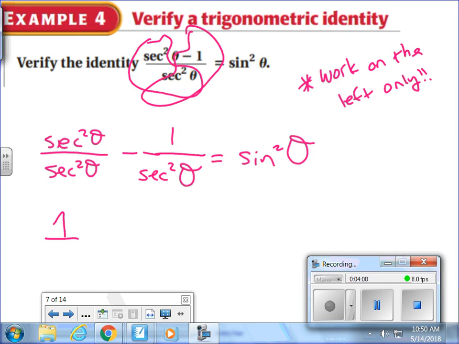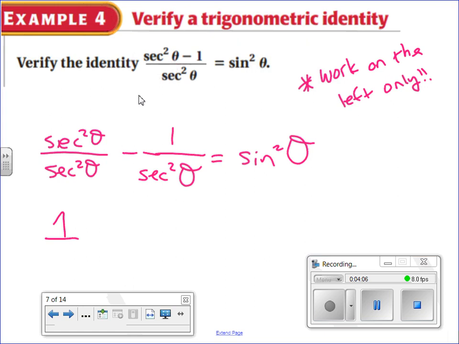We're not working on the right-hand side, only on the left-hand side. We split it into 2 fractions. I had a student that recognized our secant squared over secant squared gives us 1, which was awesome. I'm going to go ahead and focus in on 1 over secant squared. Is that on your sheet at all? 1 over secant squared?